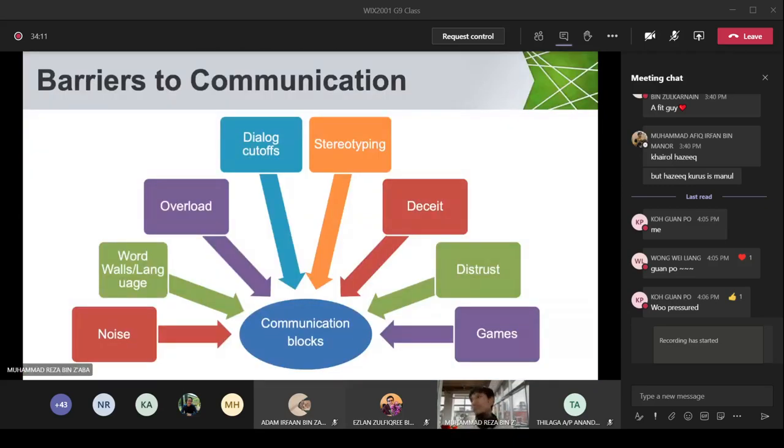So these are examples of barriers to communication. When you're trying to communicate with somebody, these are examples of things that may interrupt the communication process. For example, noise, like my daughter here. Then the words that you use: if you use a lot of technical jargon and you're speaking to somebody like a taxi driver at the kampung, it may create a barrier.